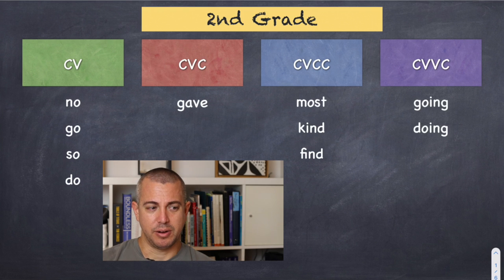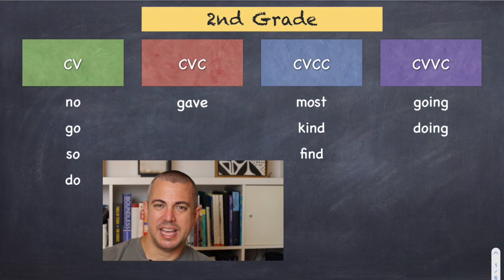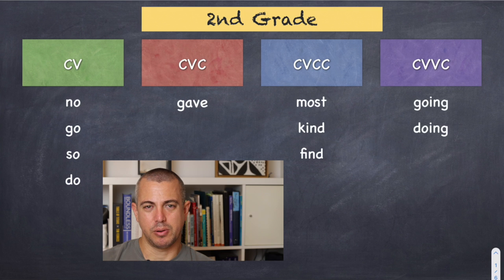In the other categories, in the consonant vowel consonant consonants, we're going to have consonant blends at the very end with ST, ND, and in those words that we have in most, kind, and find. And then also in our last category, the consonant vowel vowel consonant, we're finishing with these inflectional endings in words, ing.